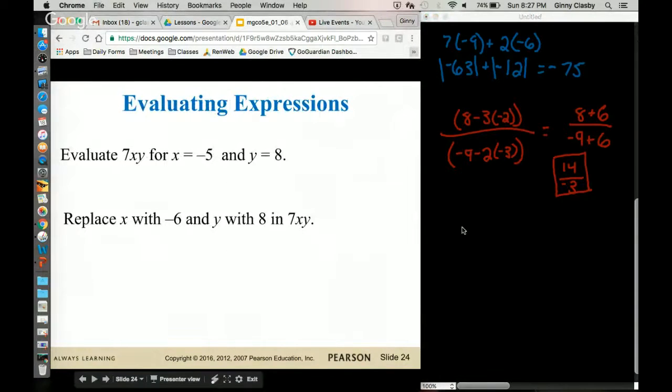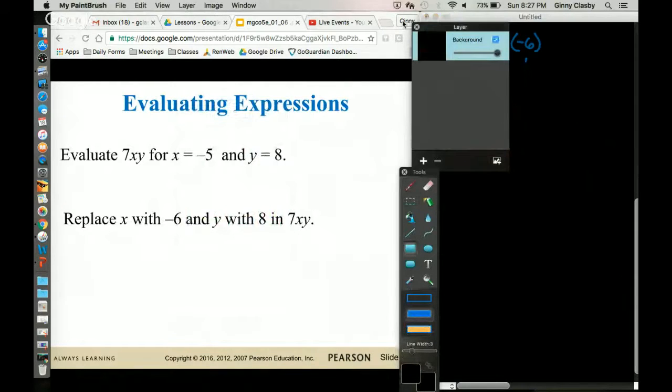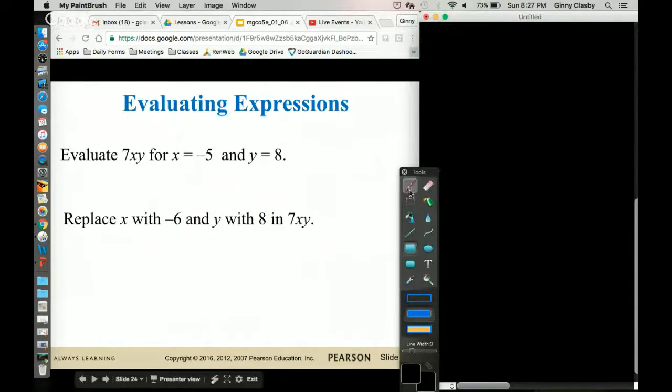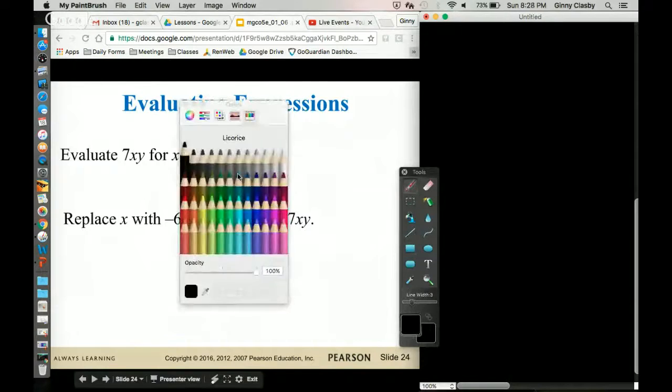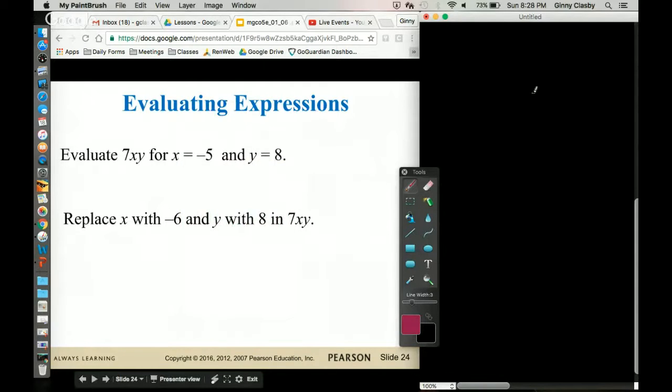All right. Evaluate the expressions for the given values that they provide. So you have x equals a negative 5, and you have y equals 8. When they want you to evaluate an expression, we looked at that already. They just want you to put those values in. And always represent your variable with a parenthesis before you put that number in. So your x is going to be a negative 5. Your y is going to be a positive 8. And you can multiply these across.